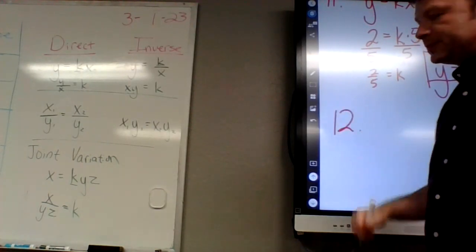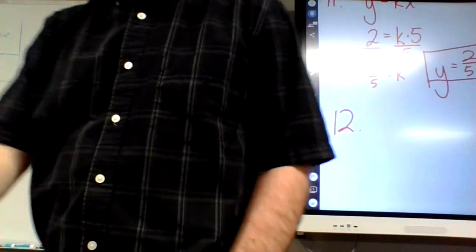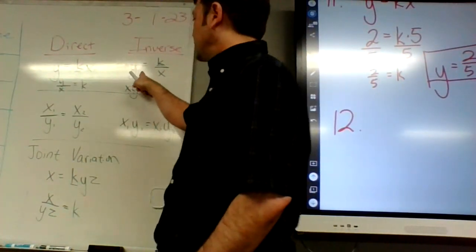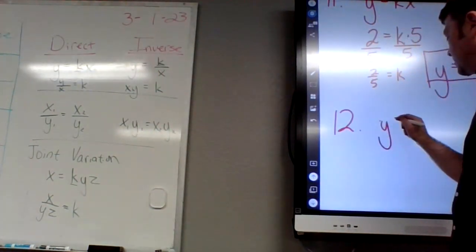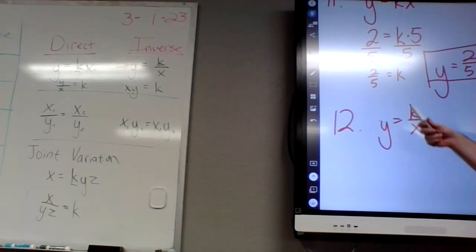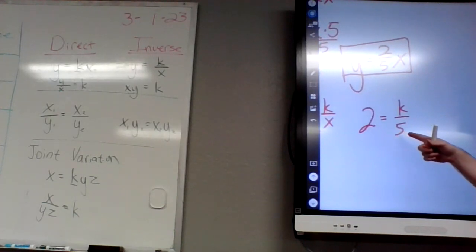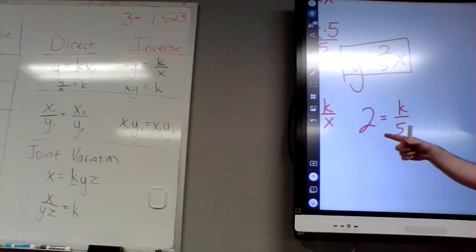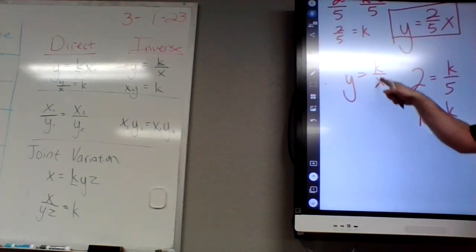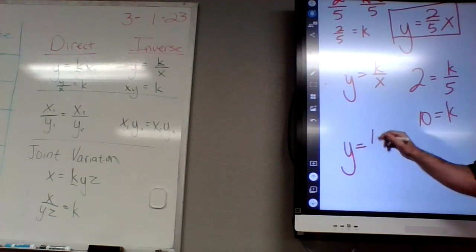Okay, and I'm going to help you on 12 too because there's only one of each of these, so we don't really have an example to look at. But y varies inversely. How does inversely set up? Like that. Y equals k over x. So, same thing, I'm just going to plug in 2 and 5. 2 was the y value, and 5 was the x value. How do I solve this for k? 2 equals k over 5, so k is 10. So what I'm going to do is just put in 10 where the k used to be.